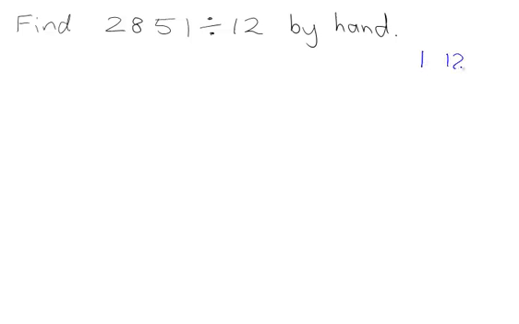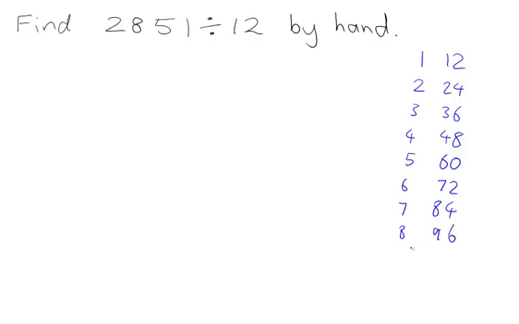1 12 is 12, 2 12s will add another 12, that'll be 24, 3 12s will add another 12, that'll be 36, 4 12s, that'll be 48, 5 12s, 50, 60, 6 12s, 72, 7 12s, 84, 8 12s, 96, 9 12s, 108, 10 12s would be 120, and yep, I've done that right because 10 12s should be 120.